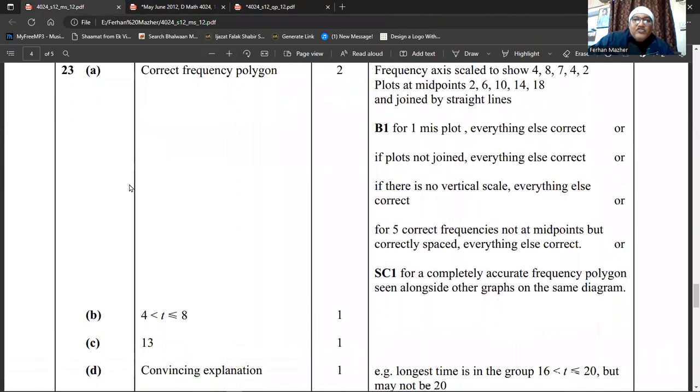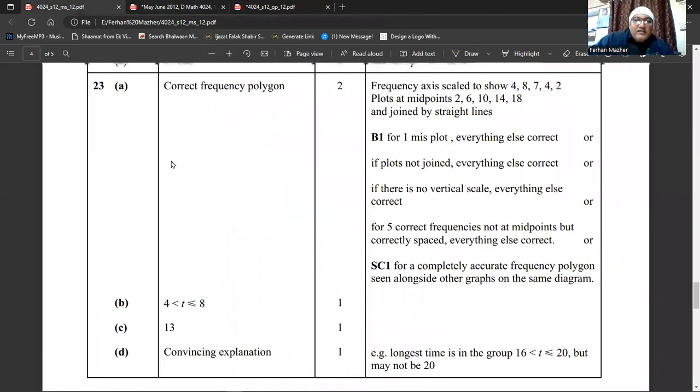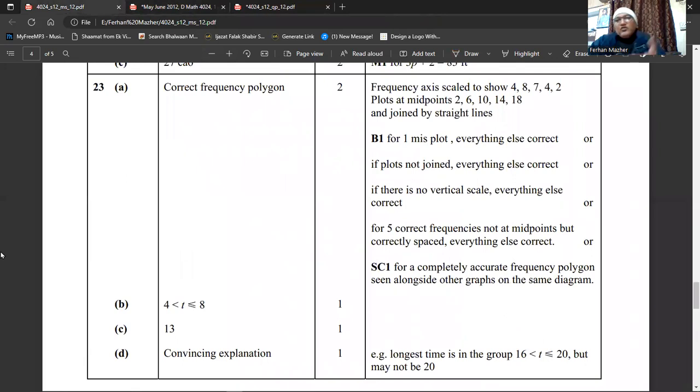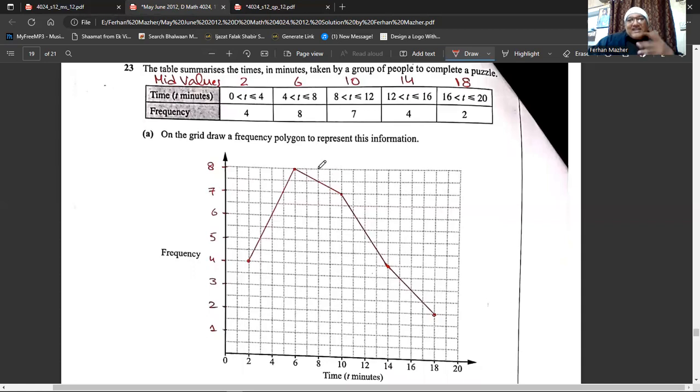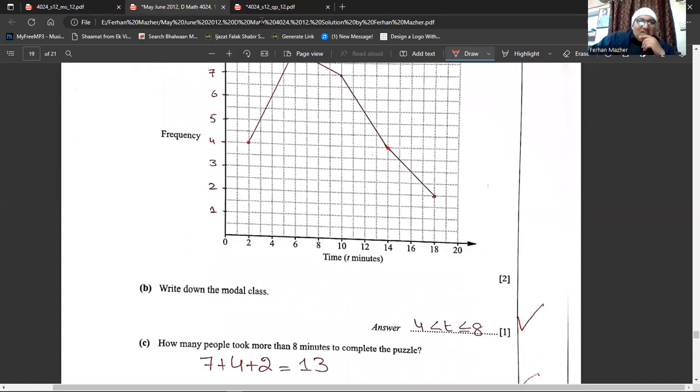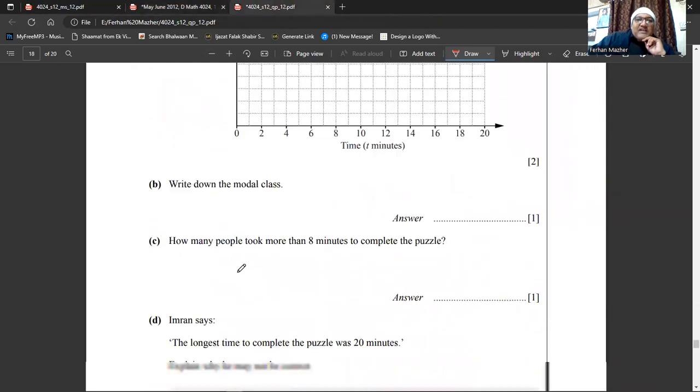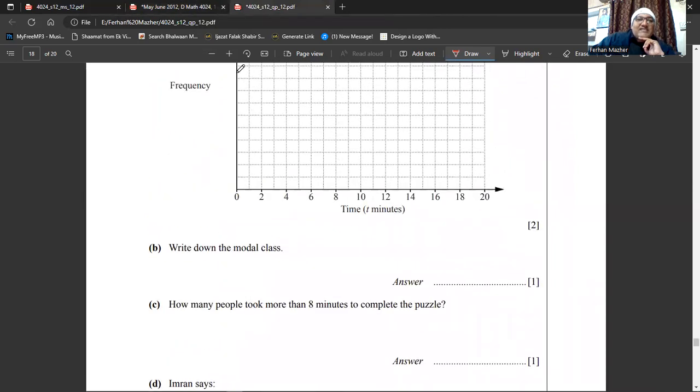The answer is showing up on your screen, and you can pause the video, take your time, and read it. I can tell you this is correct. Okay, so we are going to the next part. It says, write down the modal class.